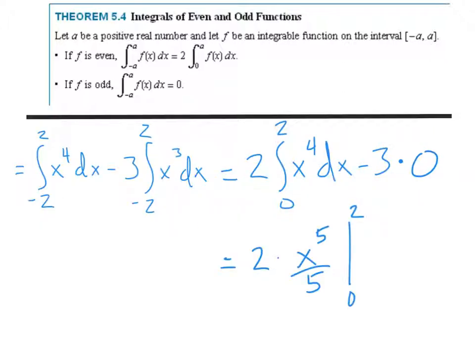So here I did those steps. This first piece, we're going to go from 0 to 2 and then multiply by 2. That's our x to the 4th dx. The second piece becomes negative 3 times 0 because this is our odd function. So that whole piece goes away, becomes 0.